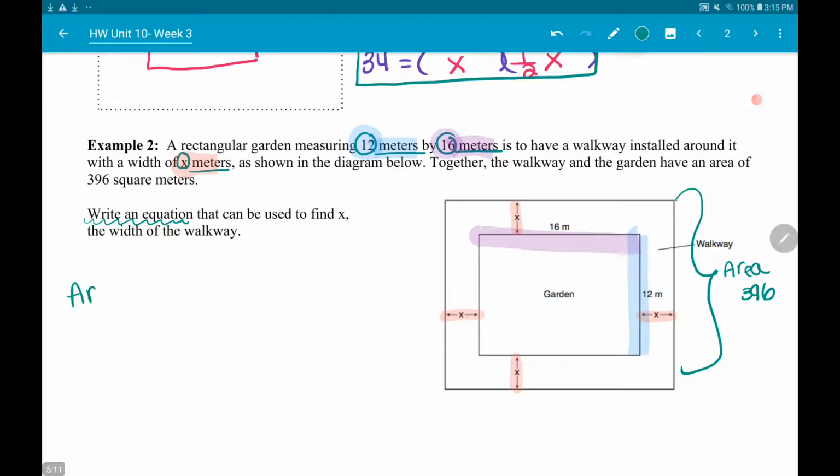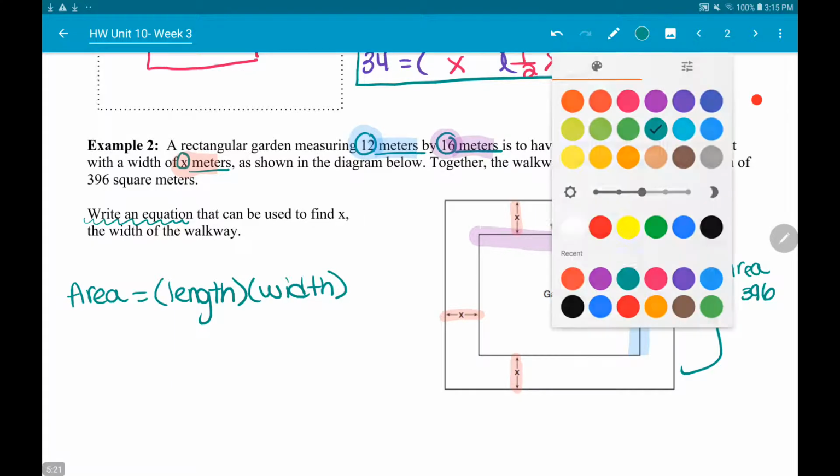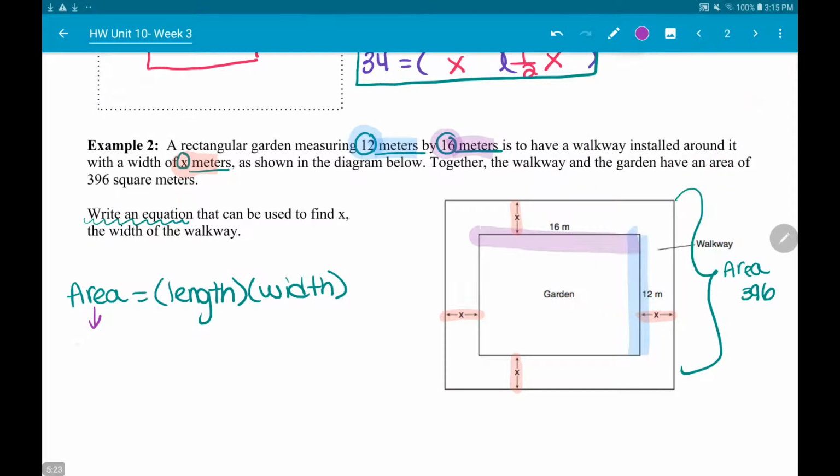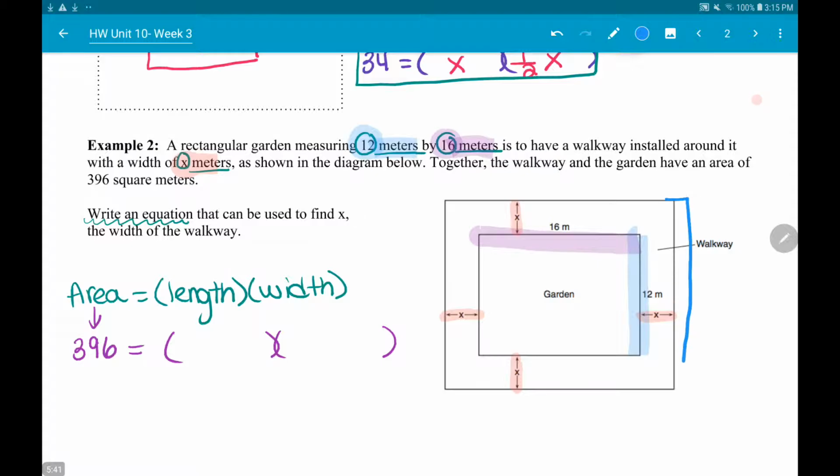So area equals length times width, and we know that our area is 396. I'm going to leave my length and my width blank for now. Let's talk about the length. Let's keep it consistent, and let's say that this whole side is my length.